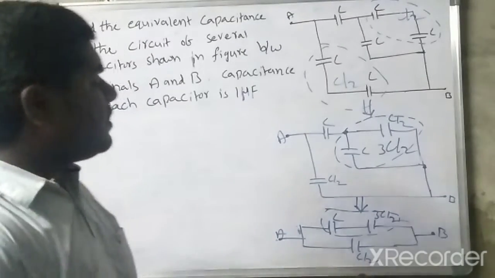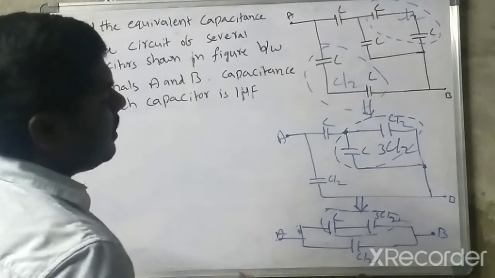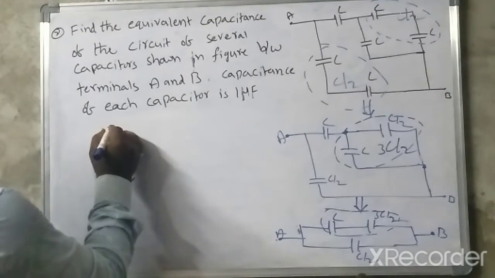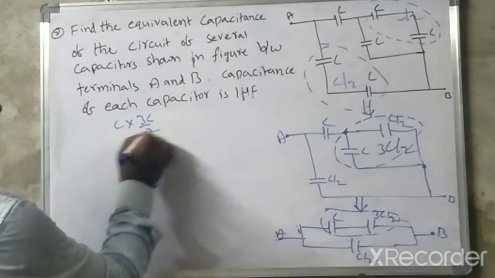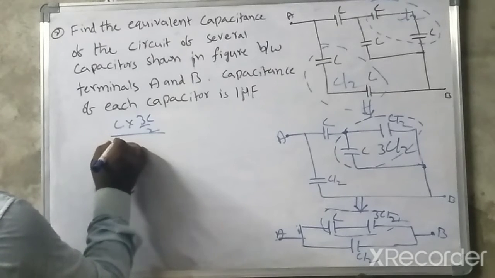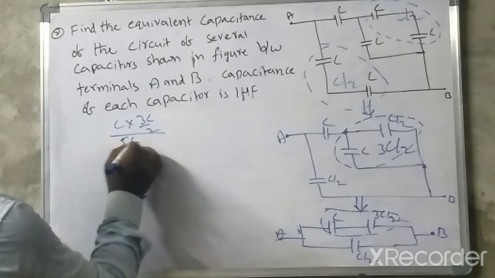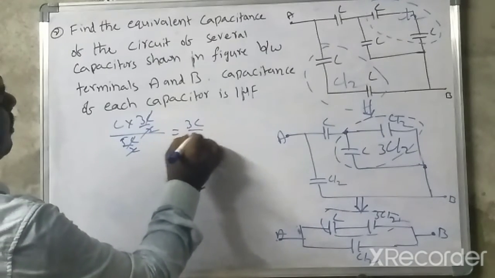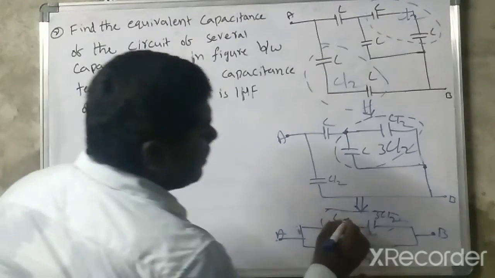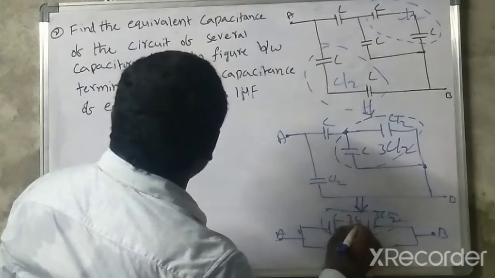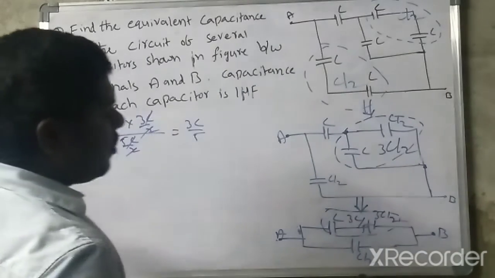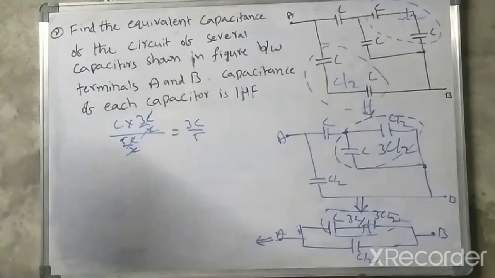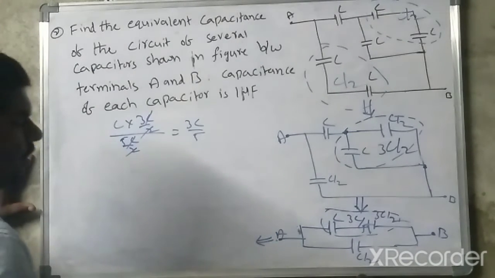So these two in series connection is nothing but C into 3C by 2 divided by C plus 3C by 2. Here the total is 5C by 2, 2 gets cancelled, C gets cancelled, so we get 3C by 5. Here this resultant 3C by 5. So again you may draw the equivalent capacitance circuit.